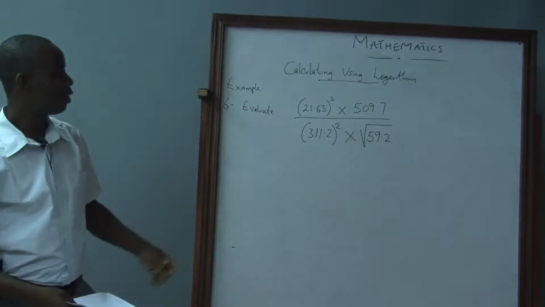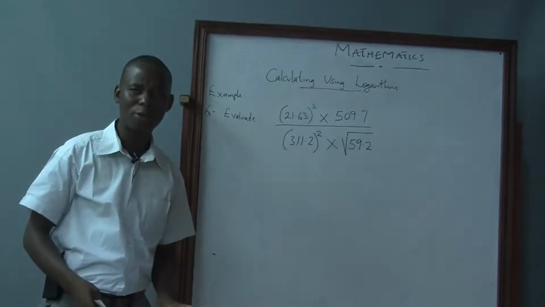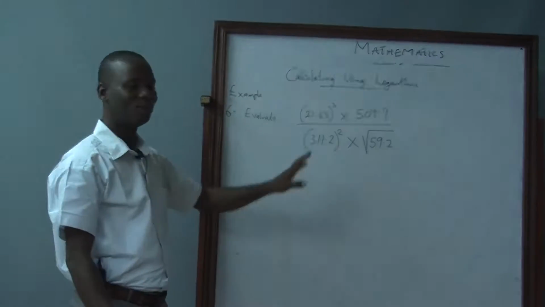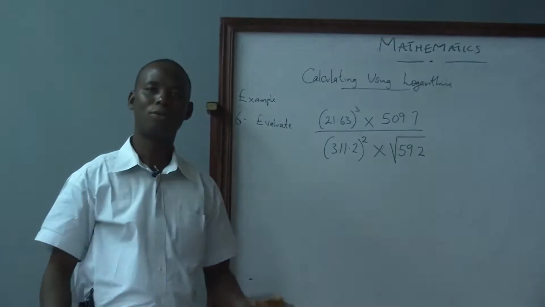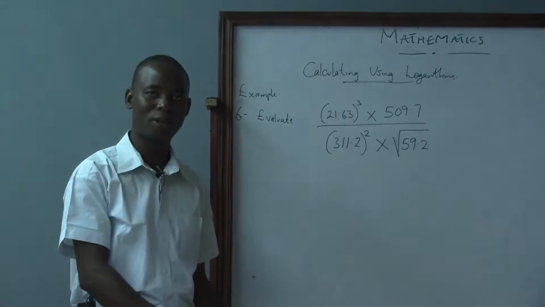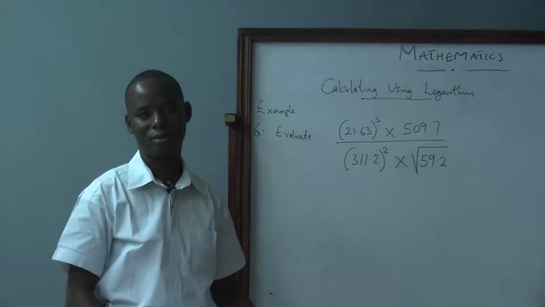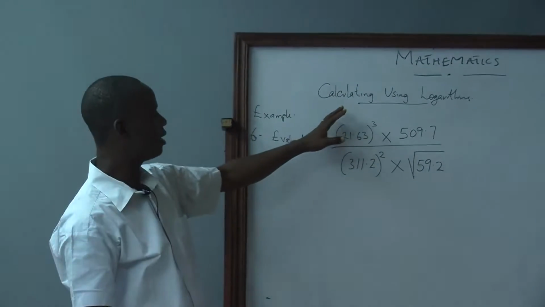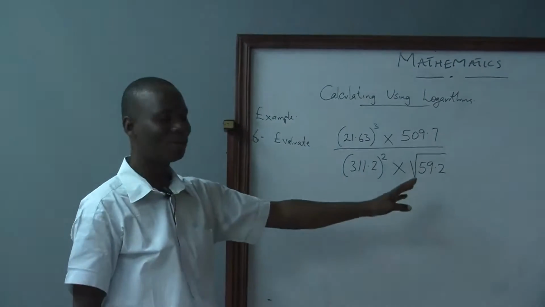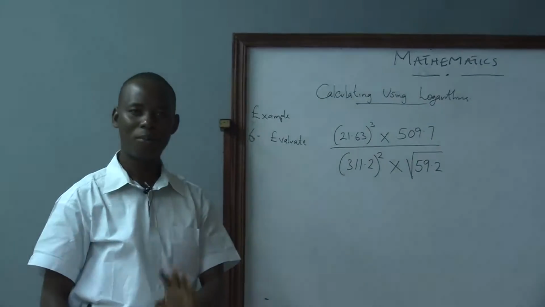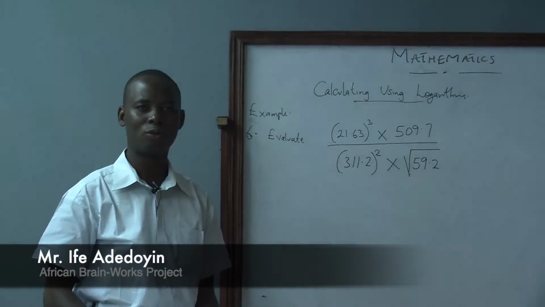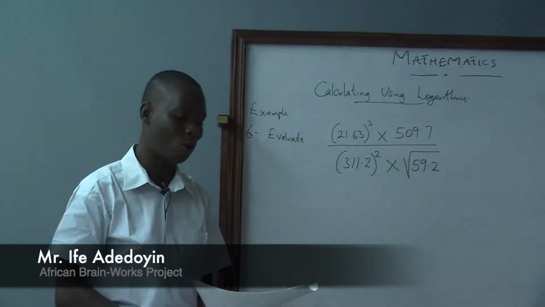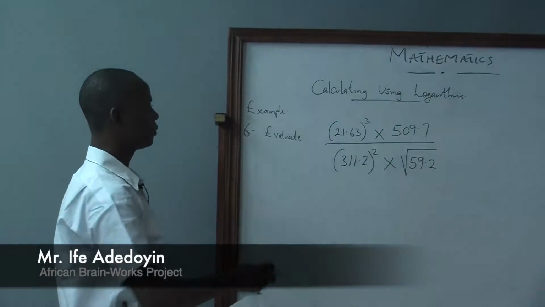Example number 6, we are going to evaluate this. Please, if you see this, don't be scared. If you can do what you have been doing so far, definitely you'll be able to do this. One major thing that I know about students is that when they see figures like this and they see power, they see square root and all those things, they are scared. But please, just follow the steps and see what we're going to do. And you can do any other one on your own. Now, let's look at this.